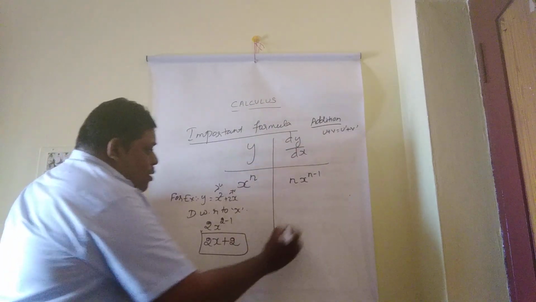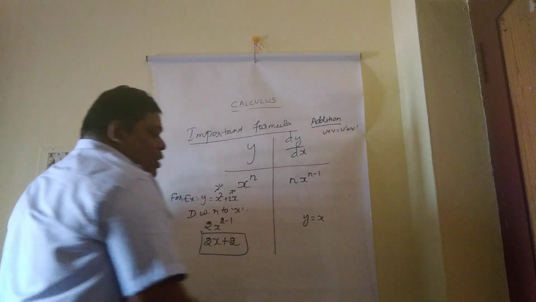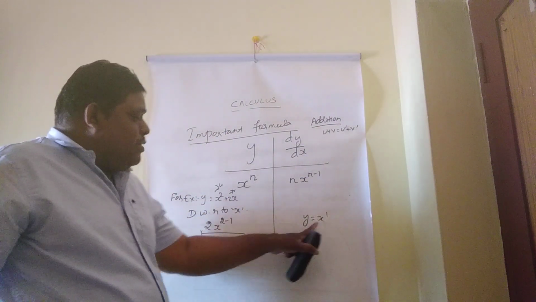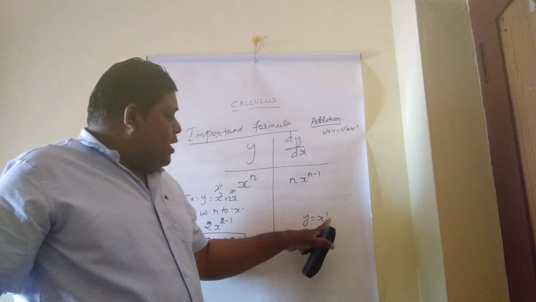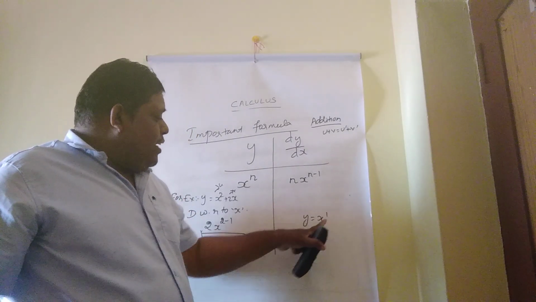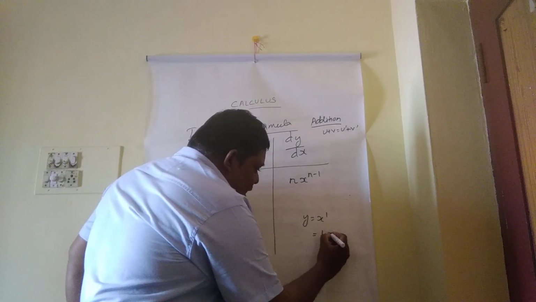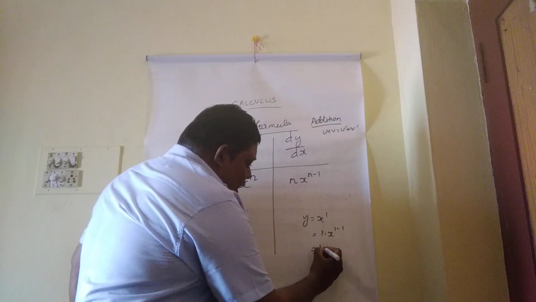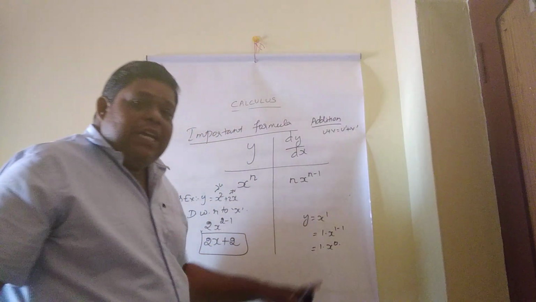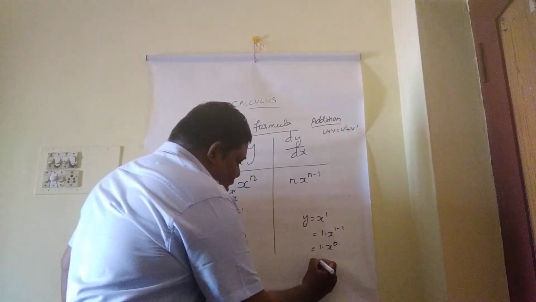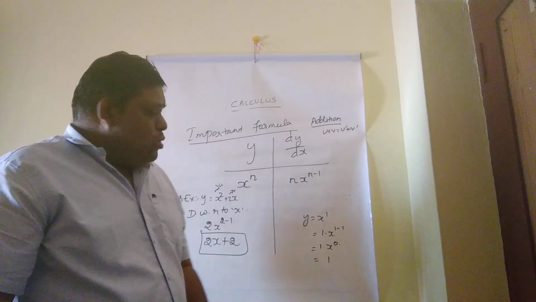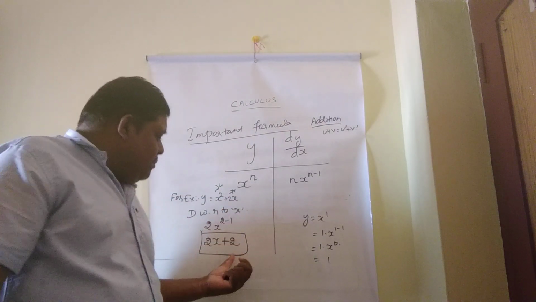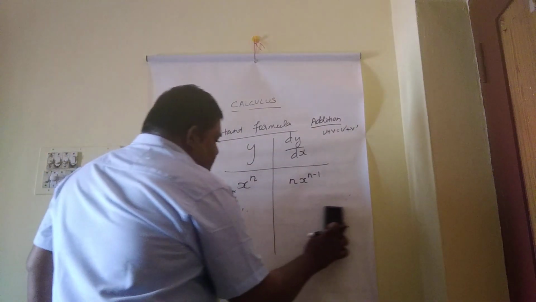For example, y is equal to x. Okay, so here x to the power 1 meaning. So derivative function of x is, now power term comes front side and power term reduced by 1. So 1 into x to the power 0. Okay. So anything power 0 is 1. So derivative function of x is always 1. So derivative function of 2x is 2. Okay. Next, second formula.